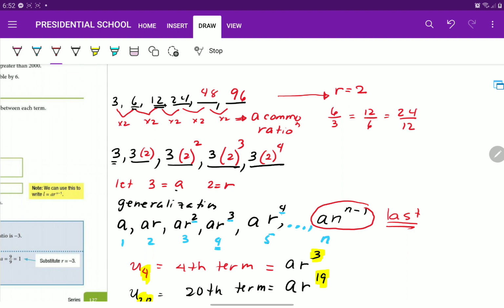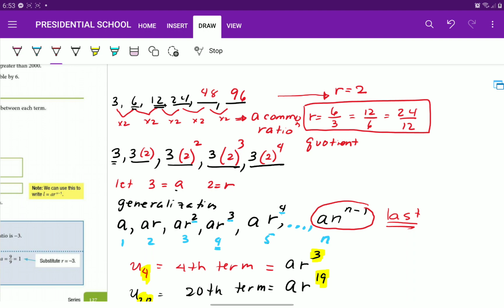Okay? So, meaning to say, this is the value of your R. What does it mean? You need to take the quotient of the succeeding, the next two terms, for you to be able to get the common ratio.